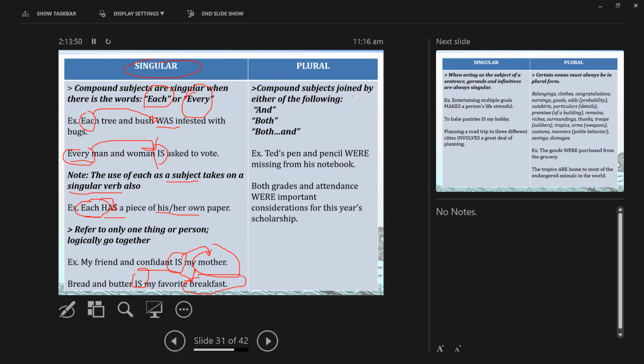Compound subjects joined by either of the following: and, both and. Example, gagamitan mo siya ng plural verb. Okay? Pens, pen, and pencil. We saw the word and. Ibig sabihin, meron tayong 1, 2 subjects. 2 objects. Pens, pen, and pencil were. So, plural form. Okay?